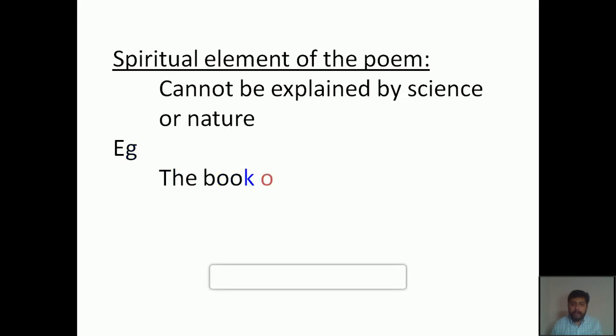Take the example of the book of gold. We have seen a number of books made with different varieties of elements, with different shapes, covers, pages, and different natures and features. But have you ever seen a book of gold? This particular phrase itself tells us that it is not something natural. It cannot be explained by science. It is something supernatural. So the book of gold is one of the elements which points towards the spiritual element of the poem.